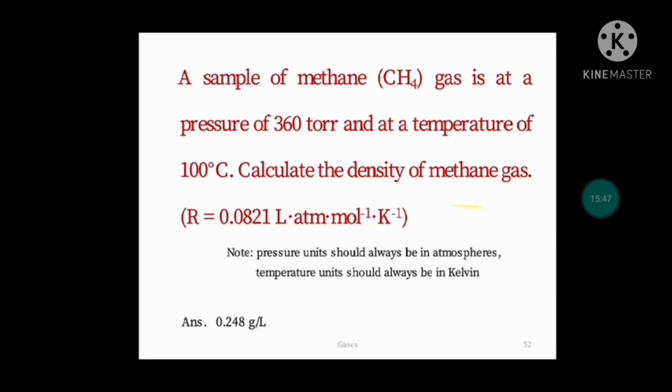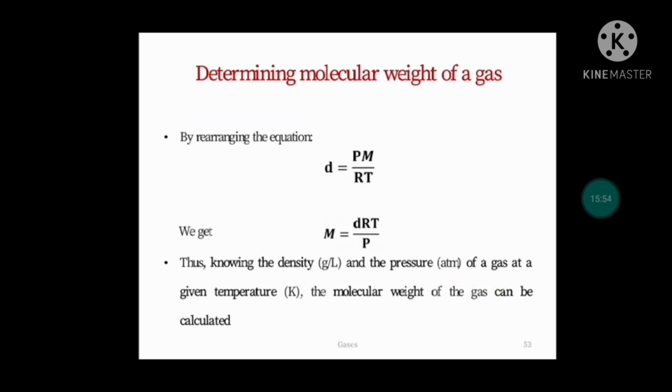Yes, so thank you so much. Here we have a problem based on it. We have to find out the density of methane gas.